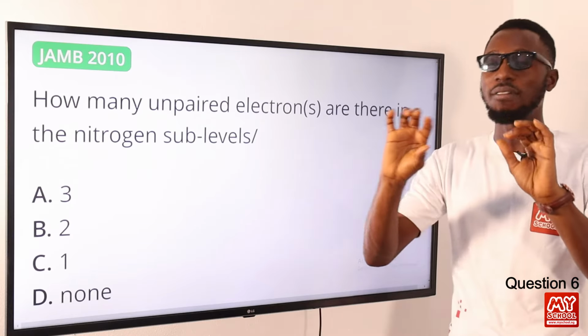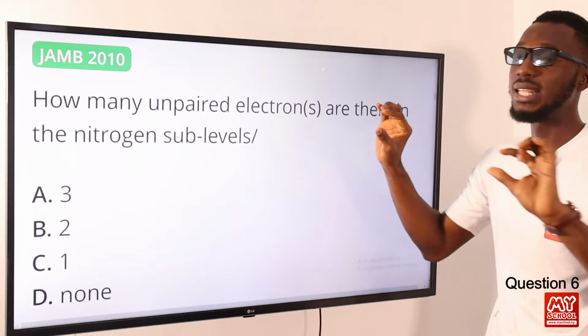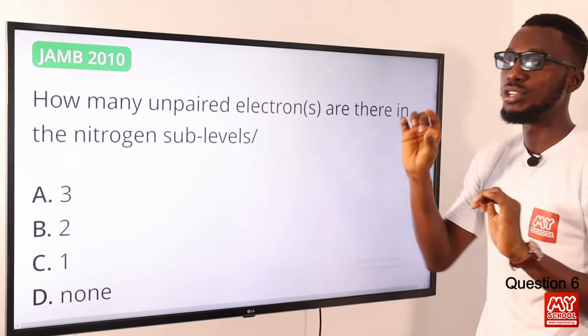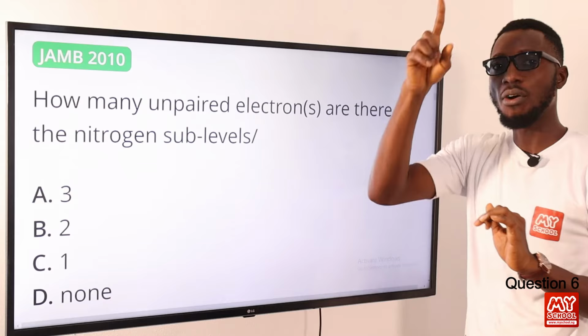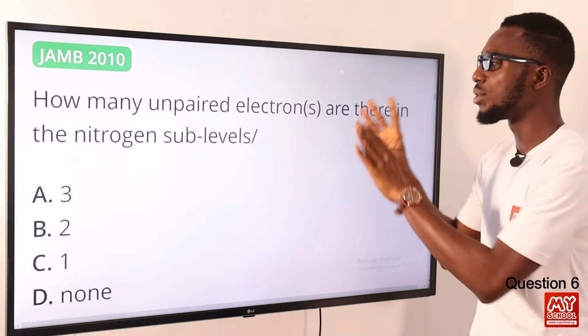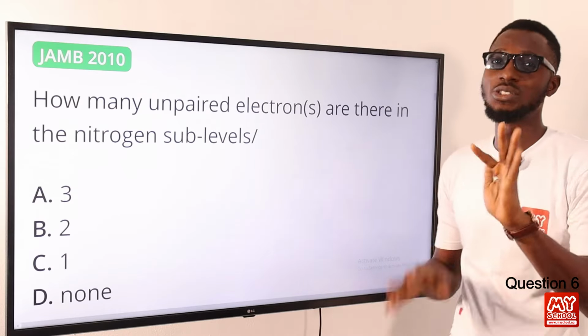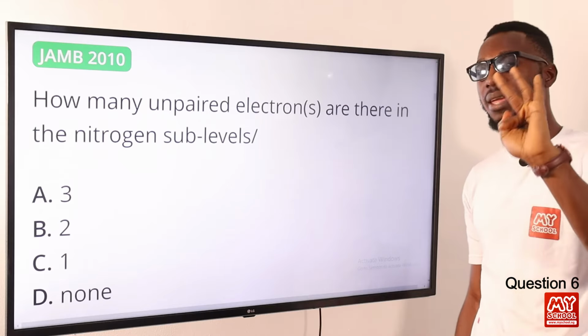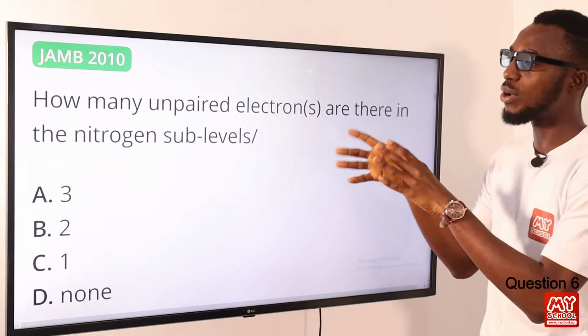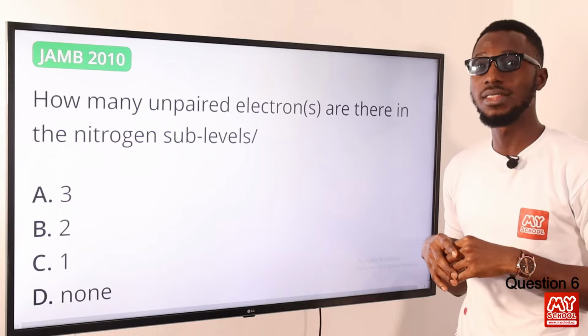And when you are filling these sub energy levels, you go first, then you come back to pair them. So the unpaired electrons that we have here are just 3, in that 2p3, that p orbital. So the correct option here is option A, 3.